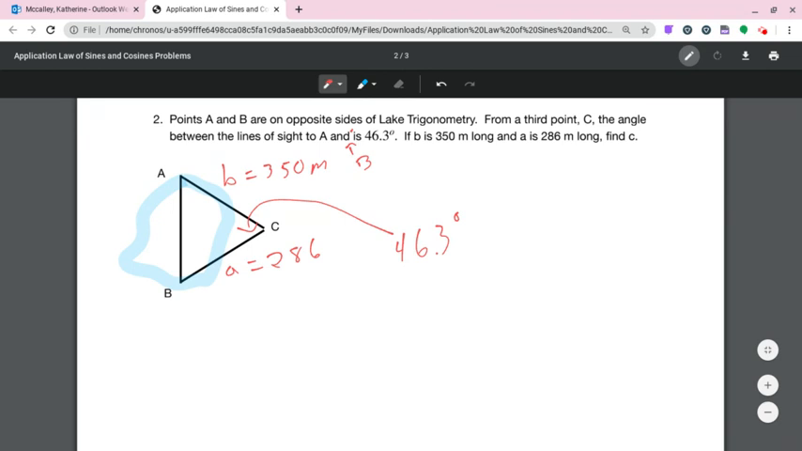Now, they want us to find C. Well, C is going to be right there. C is going to be the length of AB, the distance across the lake. So let's take a look at this.